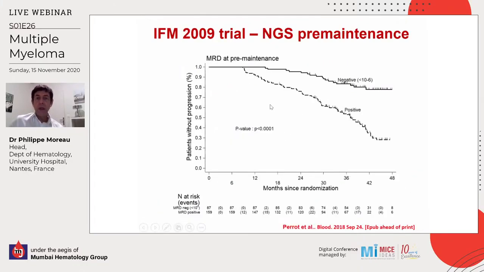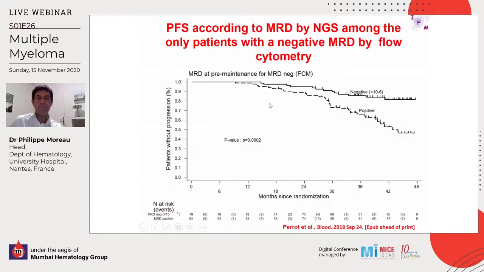I told you that we looked, in a subgroup of patients, only at NGS, 10 to the minus 6. And definitely you see that before maintenance, for those patients reaching MRD negativity with a very stringent threshold, 10 to the minus 6, the outcome for PFS is totally different in favor of MRD negative patients.